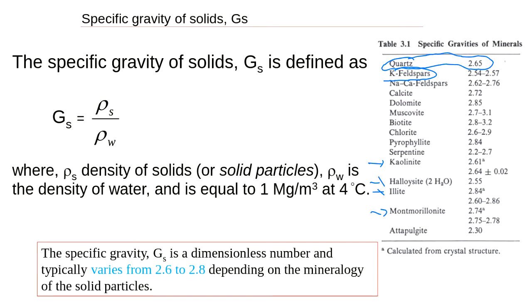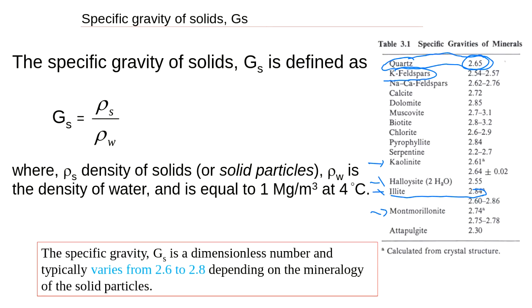So that's why this average is 2.65, and why we have a range from, let's say, 2.6 to 2.8. It depends on how much quartz you have, and if you have some other minerals. For example, if you have some clay minerals like illite, which is so common, it's 2.8. So it gives you the average between all those minerals that make up the soil. But because there is lots of quartz, usually it falls in the range of 2.6 to 2.8.